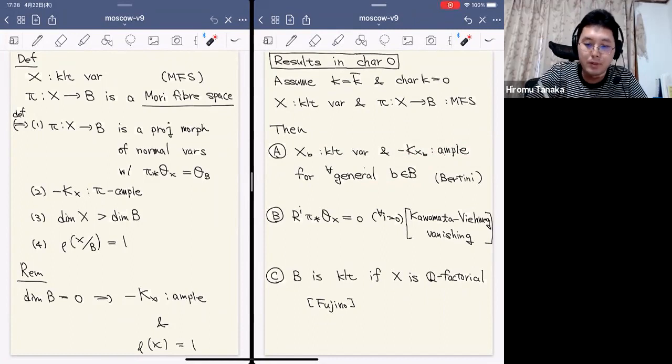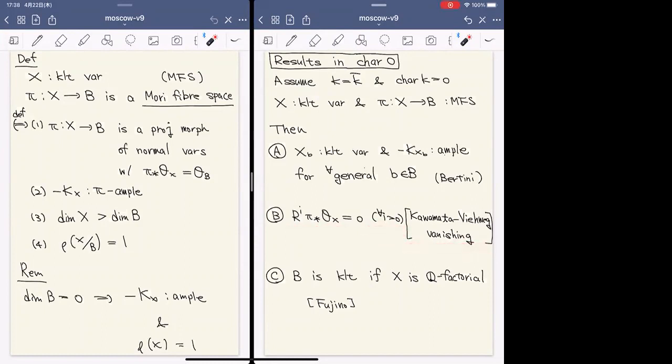This basically follows from the Bertini theorem with some arguments. As a second property, the higher direct image of the structure sheaf is vanishing. And what kind of Bertini do we need here? I think there are lots of problems with Bertini theorems in positive characteristic.